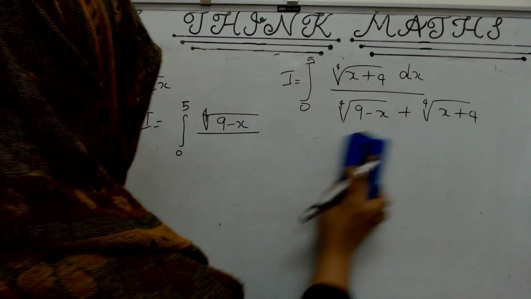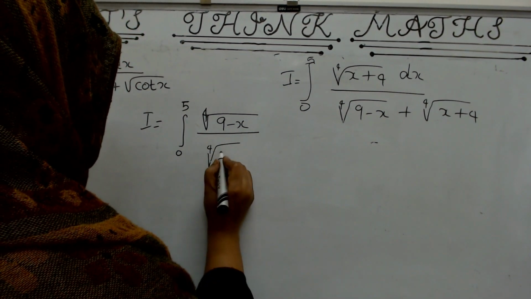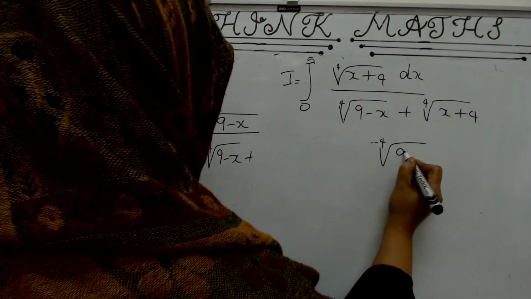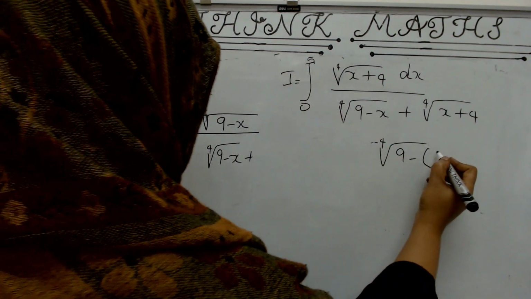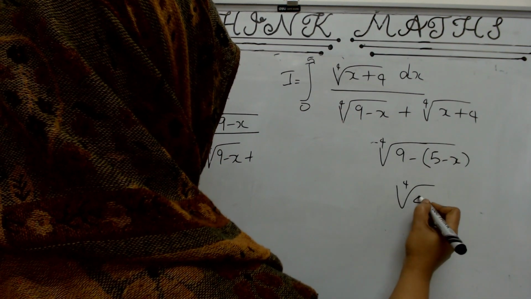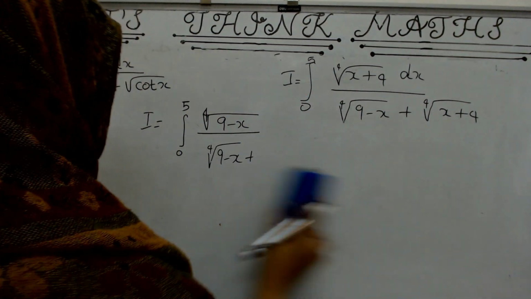And what happens to the denominator? The denominator also you have the same term. So that same term is repeated here. And then what happens to this term? Instead of x, sum of the limits minus x. That means what? 4 plus x. See, you have got the other value.